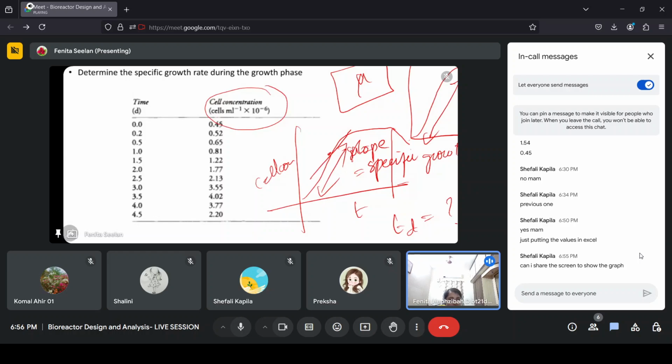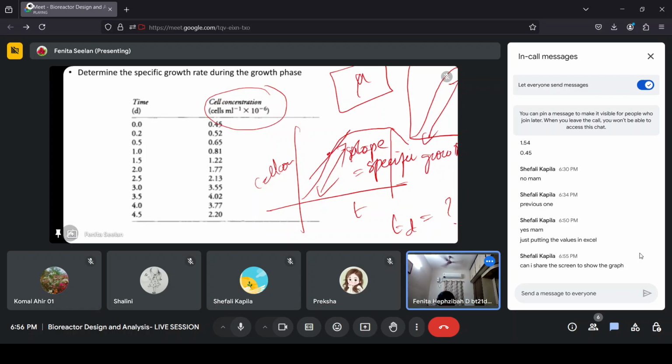So if you click, the equation will look like y equal to mx plus c. So generally some value will be there plus some other value will be there. That is called the intercept and this is the slope.